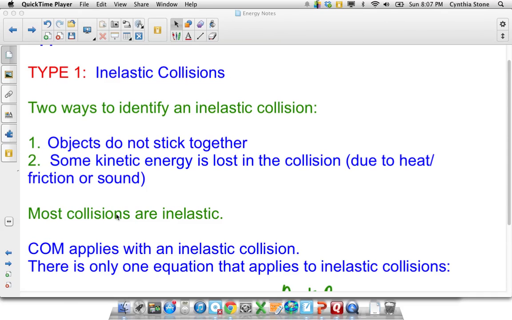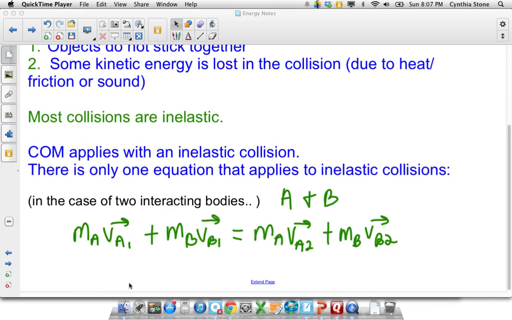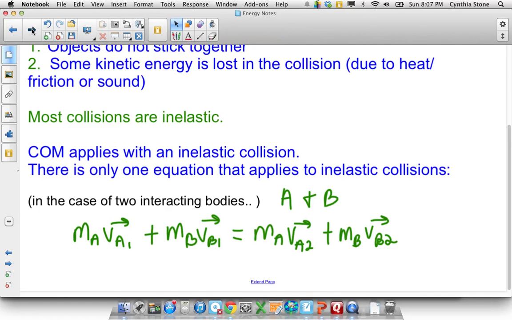And it means you can apply the formula of conservation of momentum, which we learned in the last lesson, okay? And that's the only formula you can use right here, okay? So in the case of 2 interacting or colliding bodies, and again, we just really deal with 2, this is the formula used. We learned this formula last time, okay? So that is a type 1 inelastic collision. Pause if you need to, but I'm moving on.